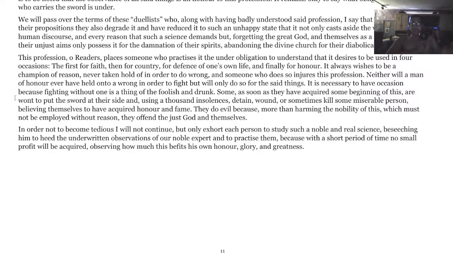In order not to become tedious, I will not continue, but only exhort each person to study such a noble and real science, beseeching him to heed the underwritten observations of our noble expert and to practice them, because in a short period of time no small profit will be acquired, observing how much this benefits his honor, glory, and greatness.